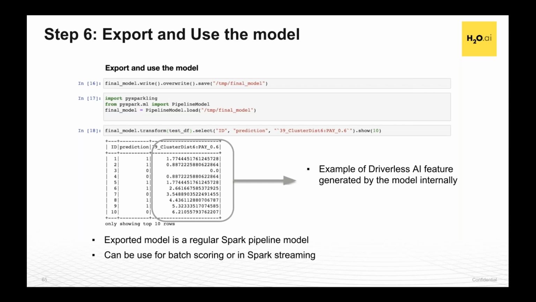So in cell 18, if you look here, we ran a transform and then selected one of the columns. This column, 39_cluster_distance_6:p_06, is one of the features built by Driverless AI. Now we have successfully transformed our big data in a Sparkling Water environment to have these features, and then we train an H2O GBM model on top of it.